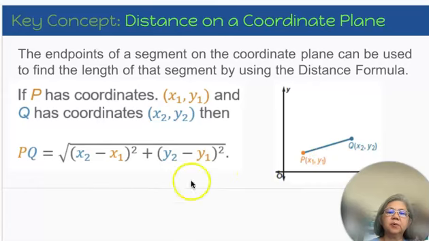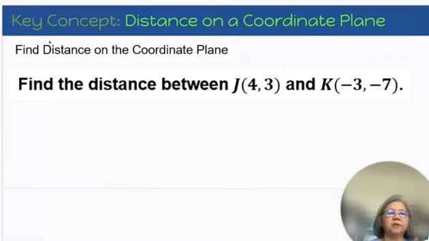So having these two points, our formula now will be the square root of the difference of x sub 2 minus x sub 1 squared plus the difference of y sub 2 and y sub 1 squared. So let's try to get an example here.